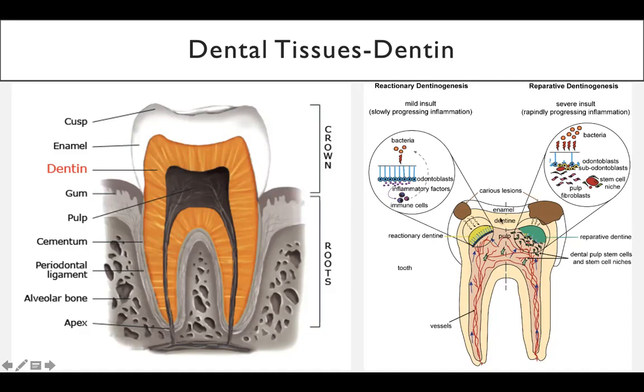Okay, let's go into some part of this. Reactionary dentinogenesis: mild insult. If there is mild insult, there will not be much damage, so we don't need a repair, we will just need a reaction. It is slowly progressing inflammation. Bacteria go to the odontoblast layer, the lowermost layer of the dentin. They cause inflammatory factors that call immune cells, and then these cells repair the dentin itself.